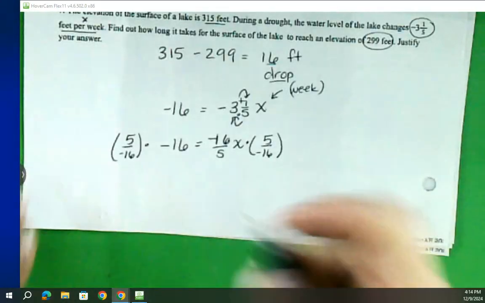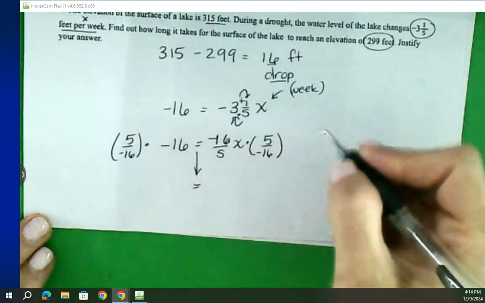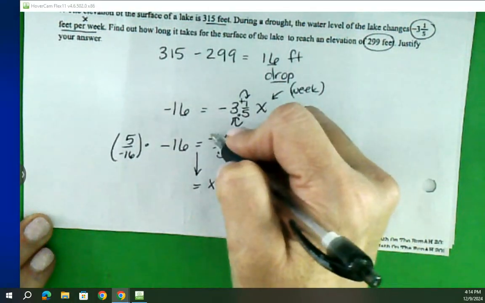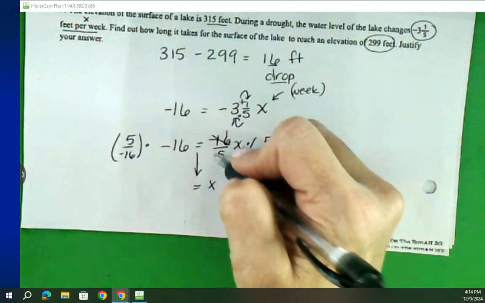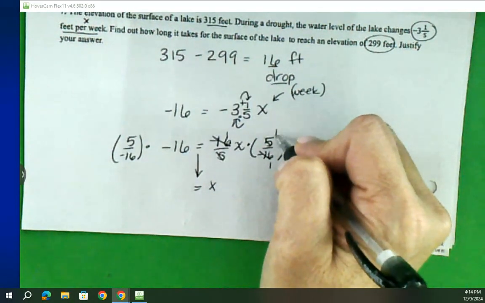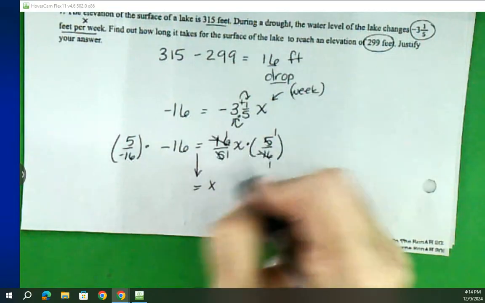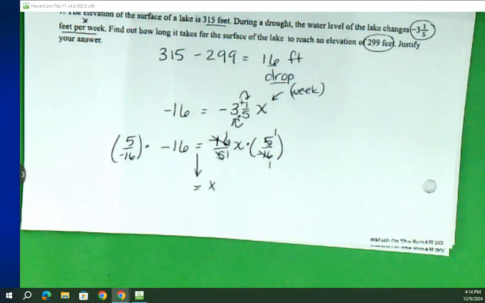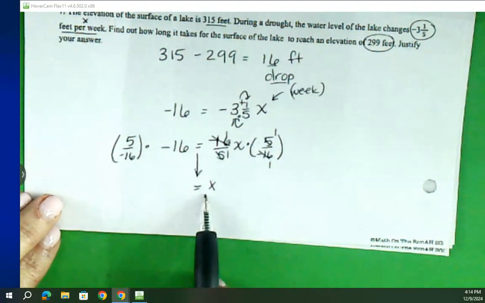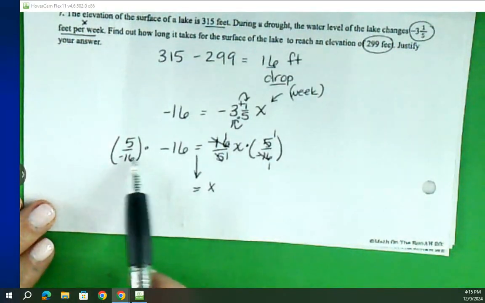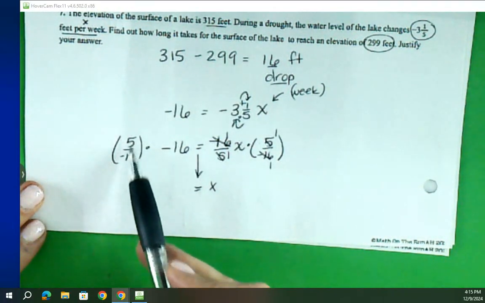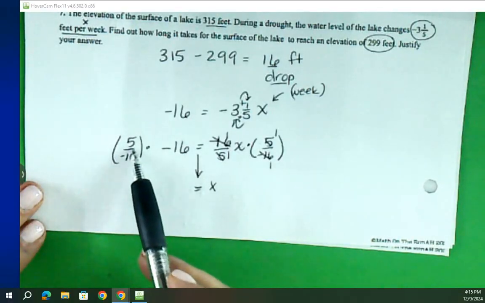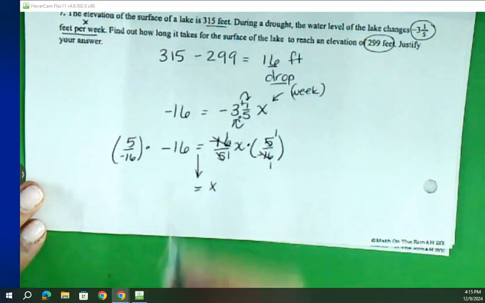All right, so over to this side, we're just going to have X because negative 16 and negative 16 cancel for ones, and 5 and 5 can also be divided by 5 for ones, and 1 times X is X. That's pretty much why we multiply by the reciprocal, is to get the 1X. Over to this side, we have to do some multiplying. You could always type it on your calculator. 5 divided by negative 16 times negative 16.